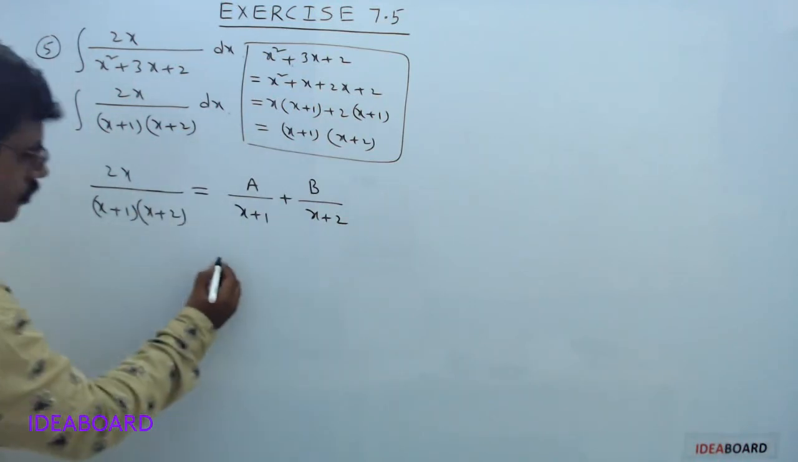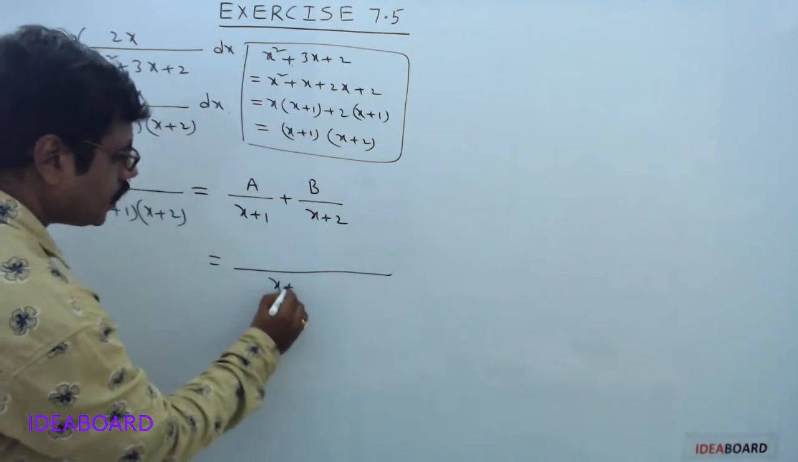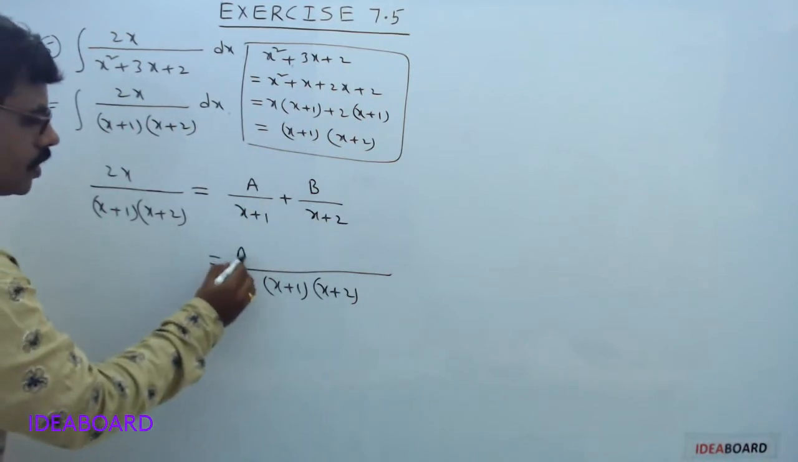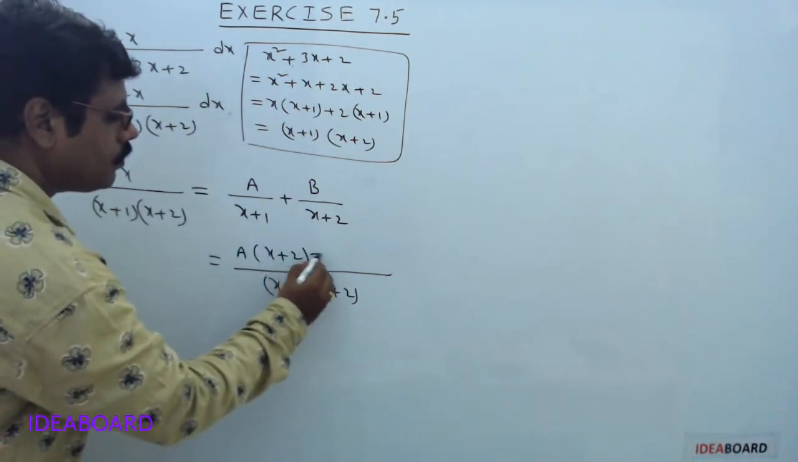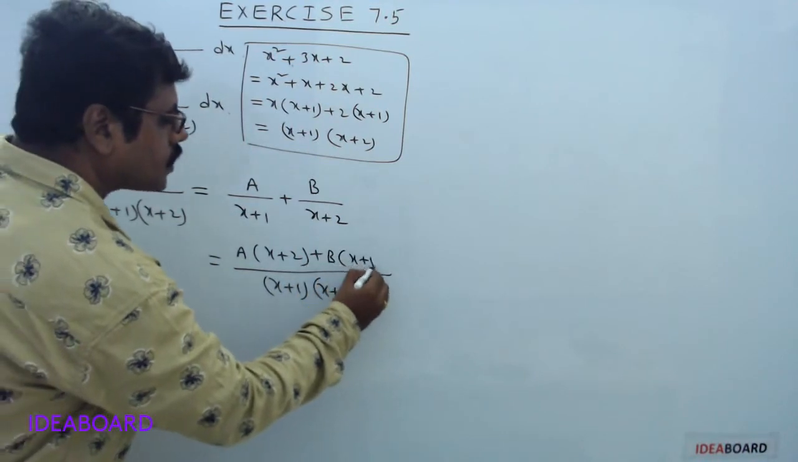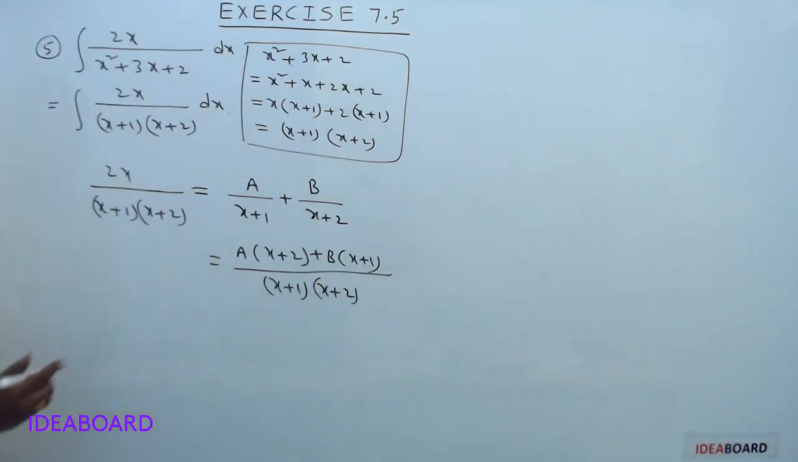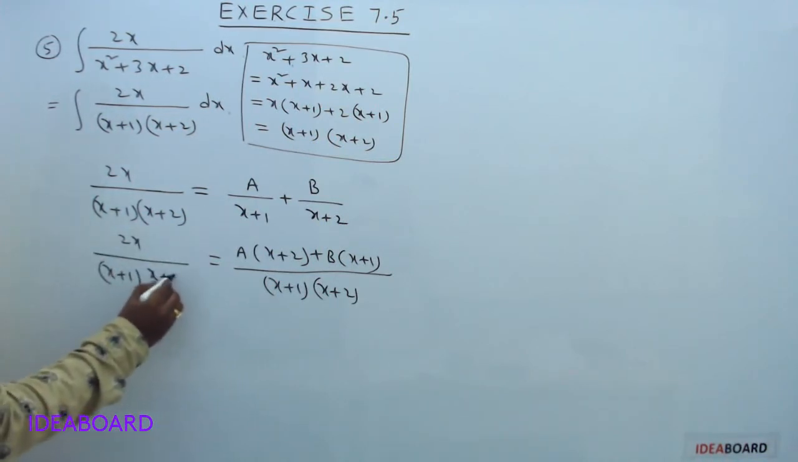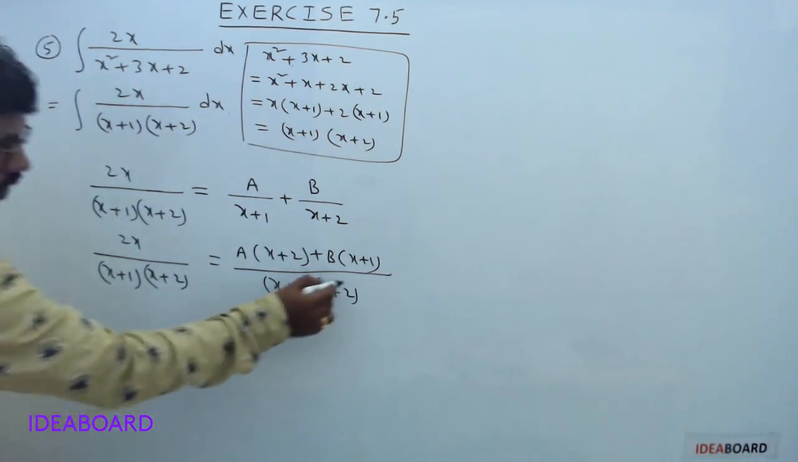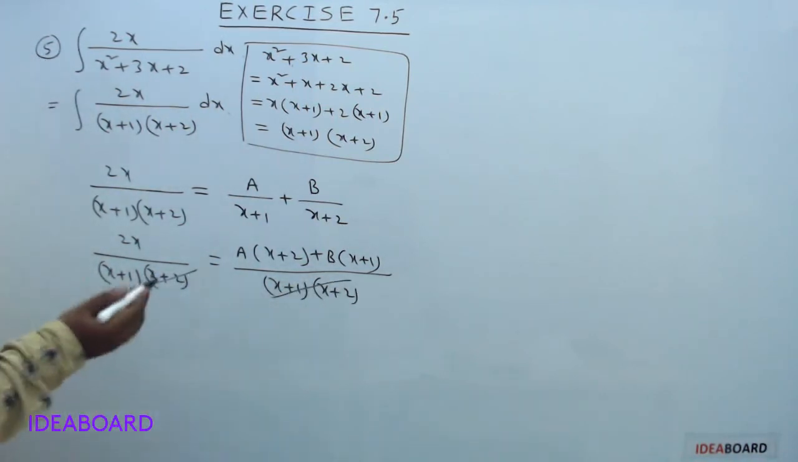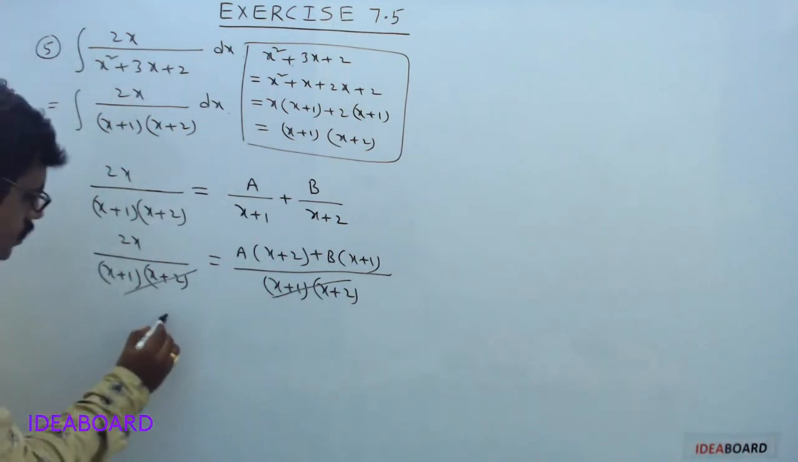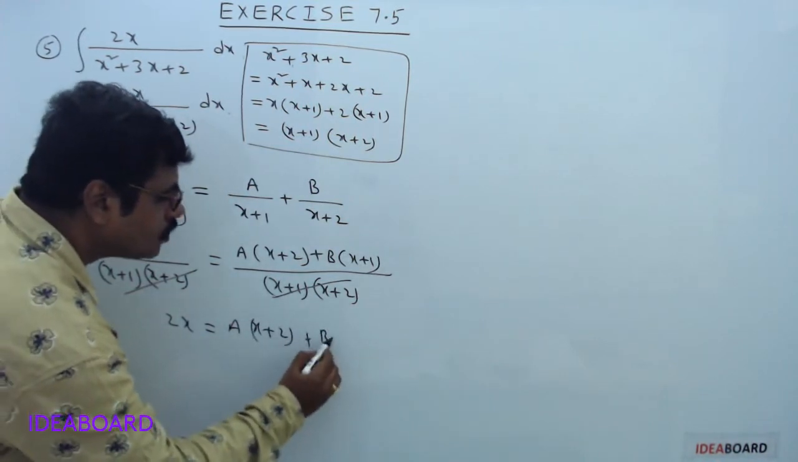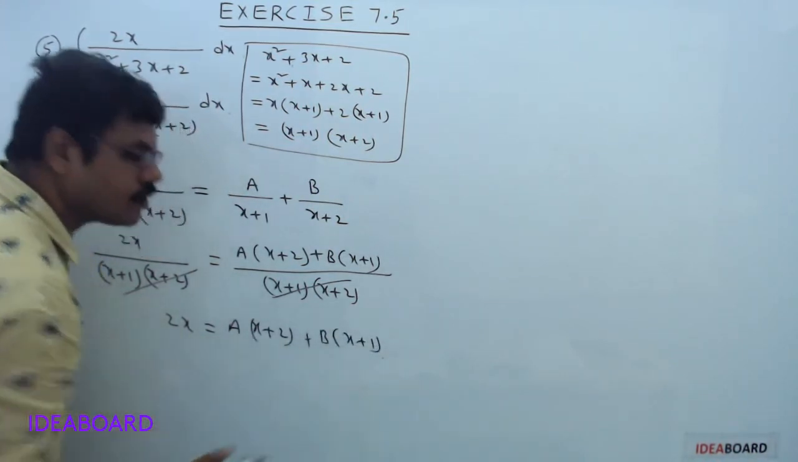Take the LCM. Here what is the LCM? x plus 1 into x plus 2. What is the corresponding numerator? a into x plus 2 plus b into x plus 1. Now carry this left hand side value as it is: 2x divided by x plus 1 into x plus 2. Now here cancel the denominators on both sides. Write down the remaining expression: 2x equal to a into x plus 2 plus b into x plus 1.